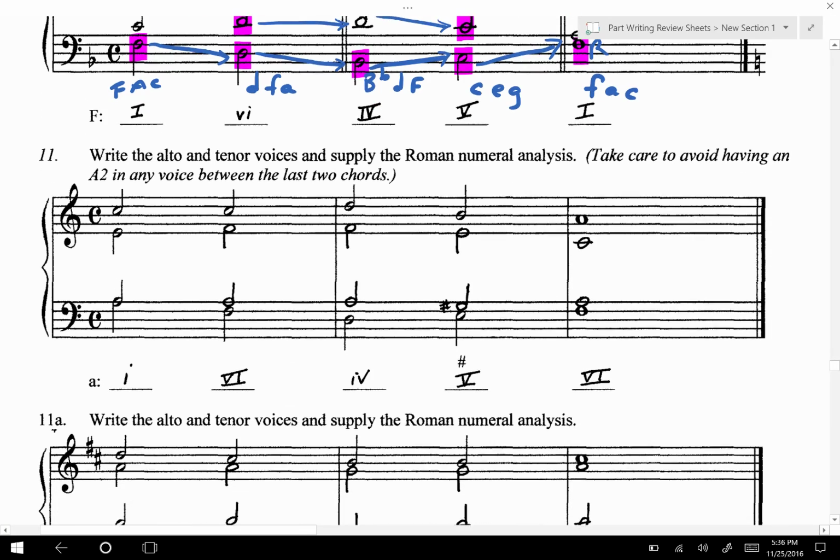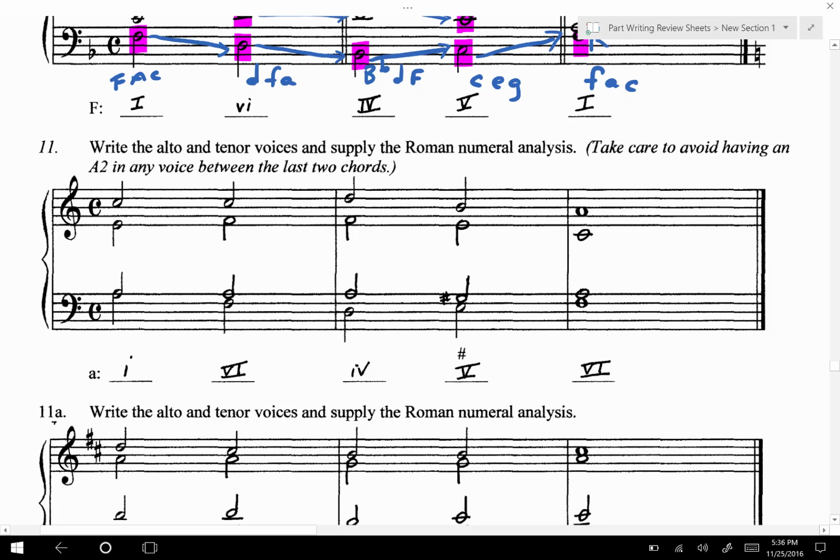Let's move on. Number 11, write the alto and tenor voices and supply the Roman numeral analysis. Here we have to be careful because we're in a minor key, and once you figure out the Roman numeral analysis, you'll realize that we're going from a 5 chord to a 6 chord. So we're going to have irregularity in doubling to avoid the augmented second interval later on in this. So, how do you measure up? Check it out.